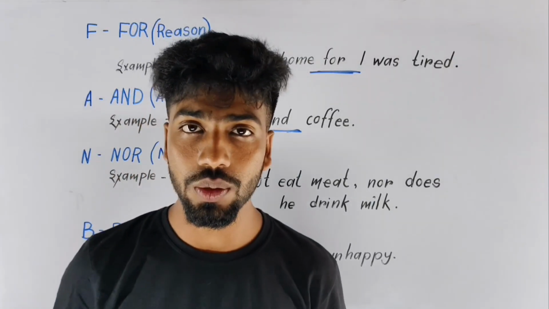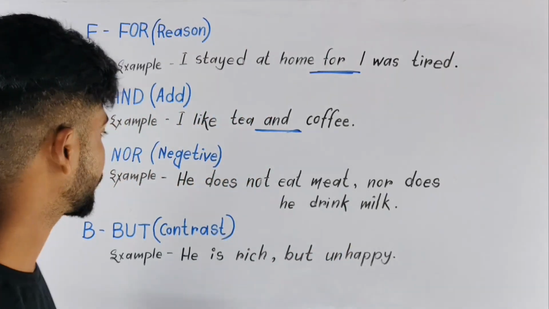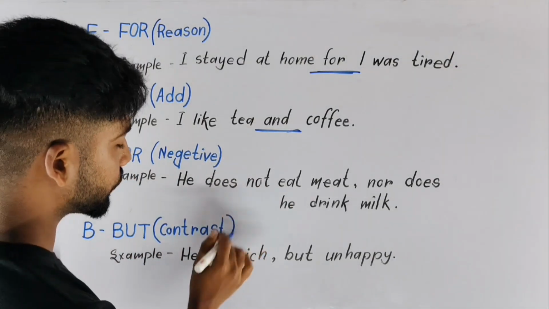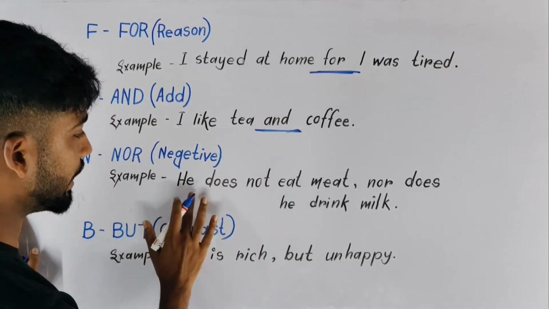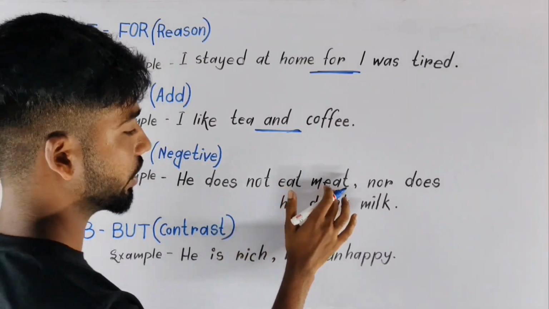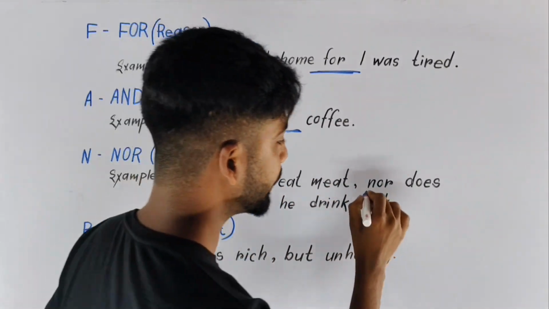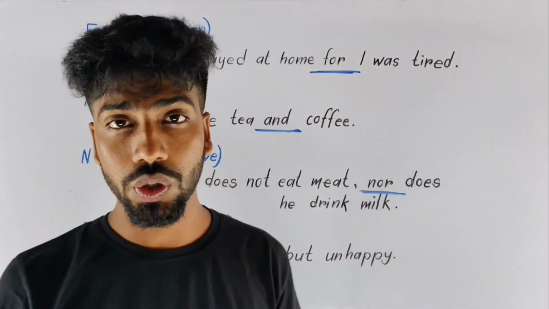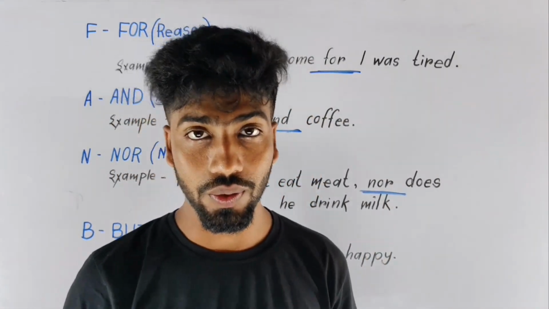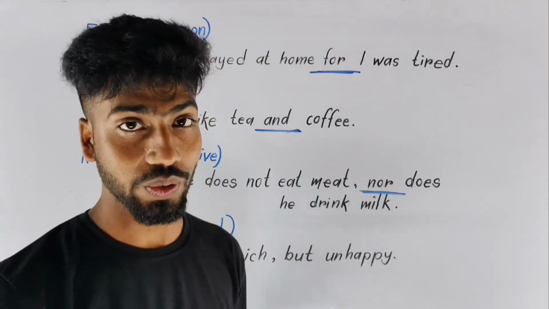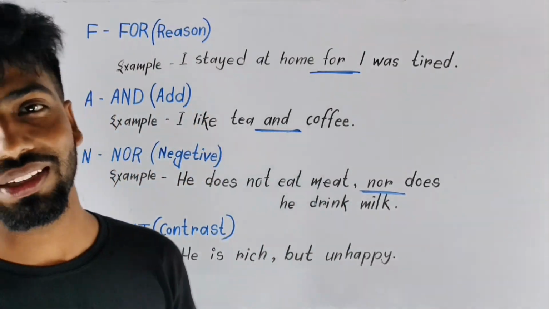Now let's look at the negative idea, nor. For example, he does not eat meat, nor does he drink milk. Here, nor is used to add a negative idea. He does not eat meat. Also, he does not drink milk.